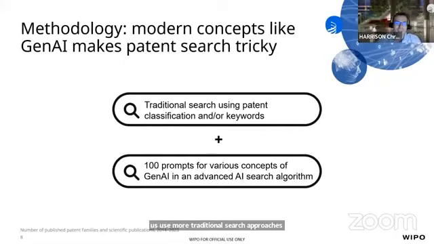And so as such, our methodology was a combination of using traditional patent search approaches, but also using about 100 prompts for various concepts of Gen AI. And we used an advanced AI search algorithm to help us find Gen AI patents themselves. And so it was a combined approach.